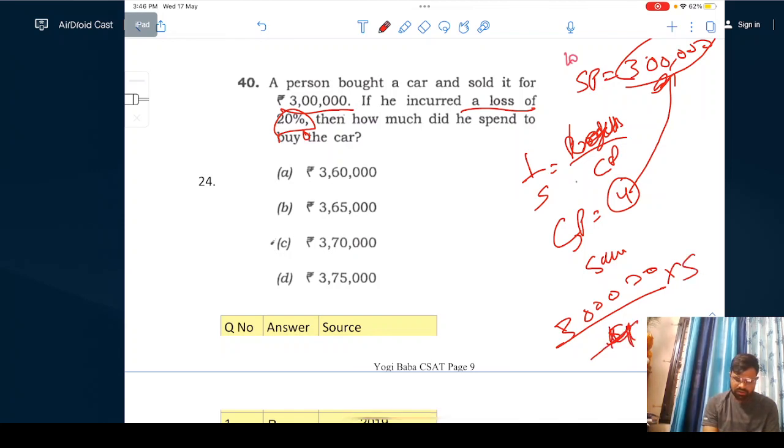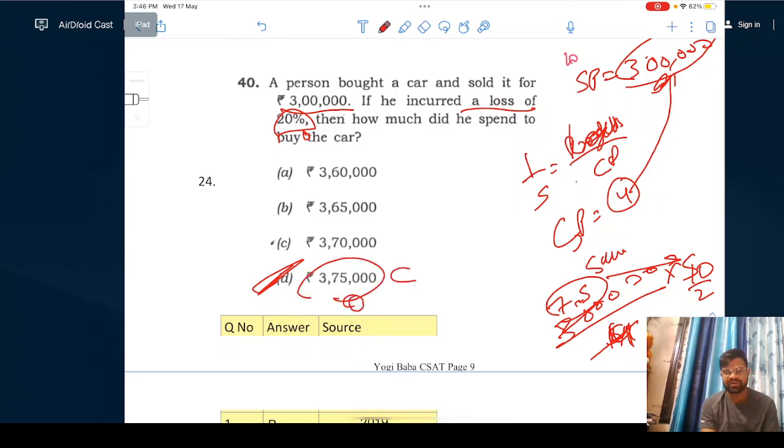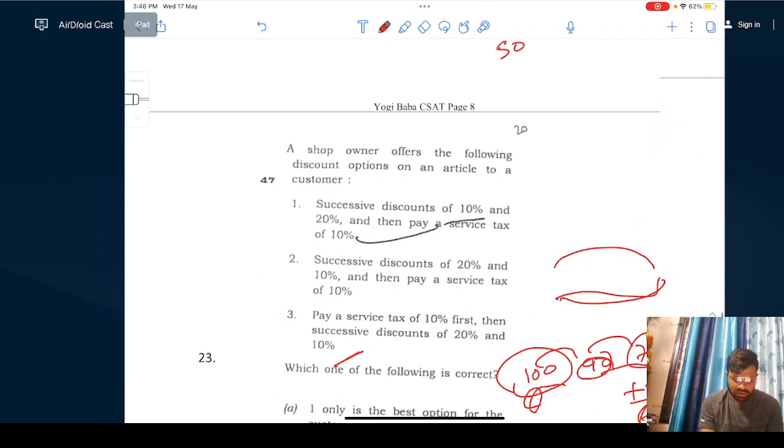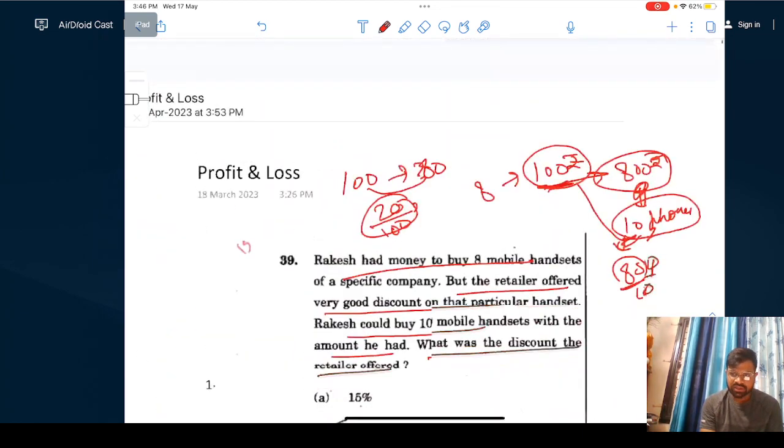So this is basically 7.5. 7.5 into 4 is 30. So 7.5 into 5, you will see 3,75,000. This you can write as 10 by 2. So 75 by 2, it is 37.5. This is all done. These are the questions of profit, loss, and discount.